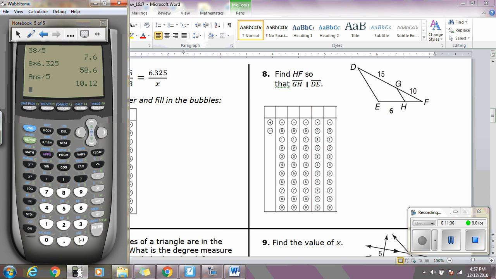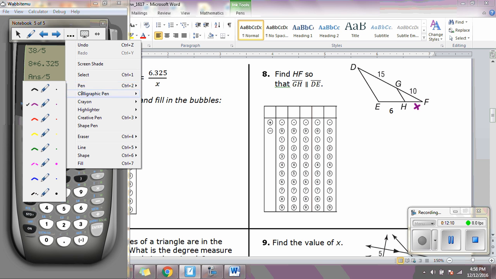Alright, for number 8, it wants us to find FH. So let's call FH x so that GH is parallel with DE. In reverse, if the lines are already parallel, we know that these 4 parts on the outer perimeter are proportional. So we need to show that these are proportional. In other words, set up the proportion. And then we've done what we're supposed to.